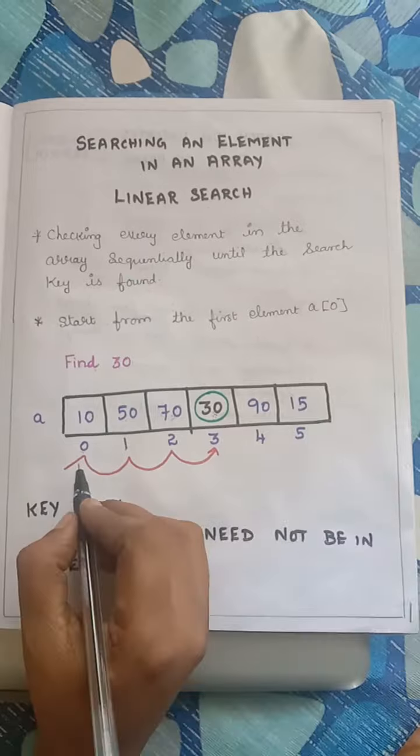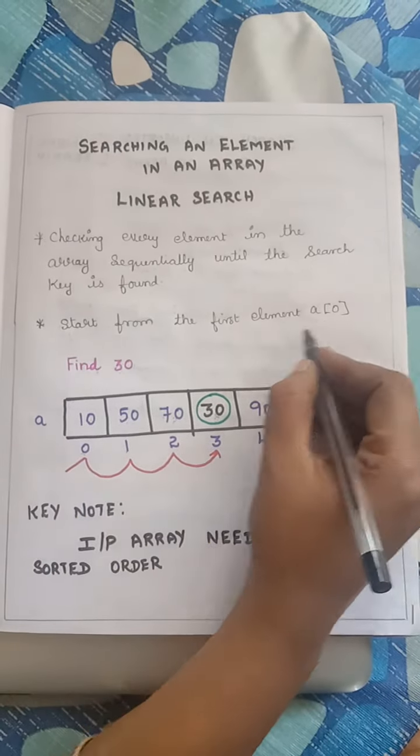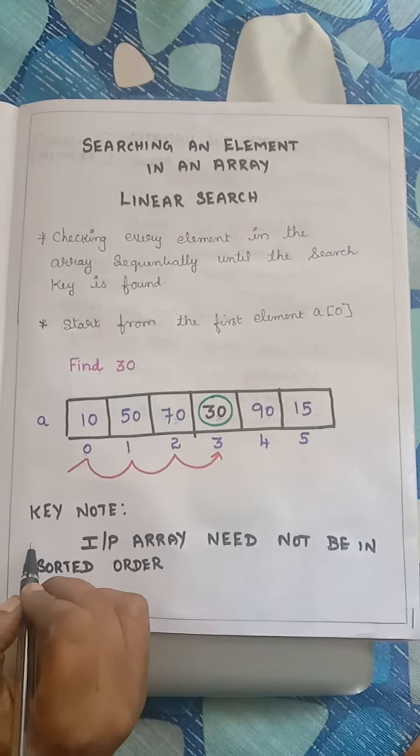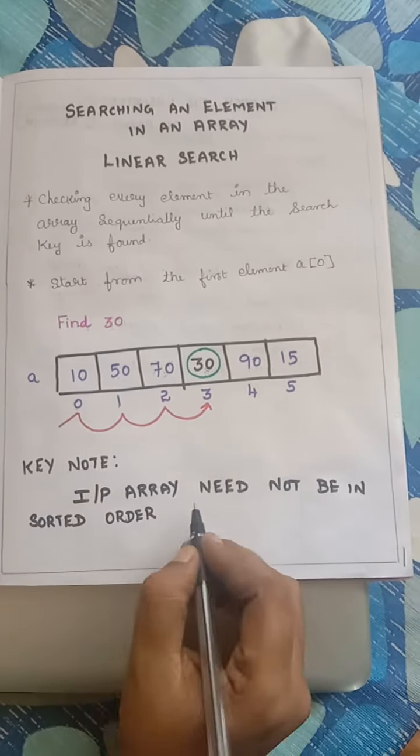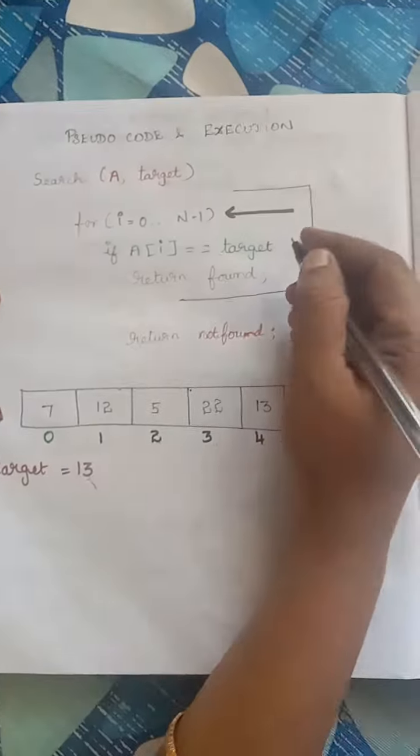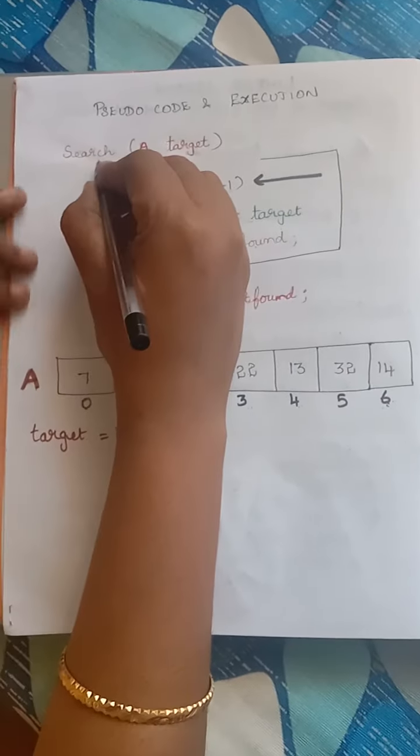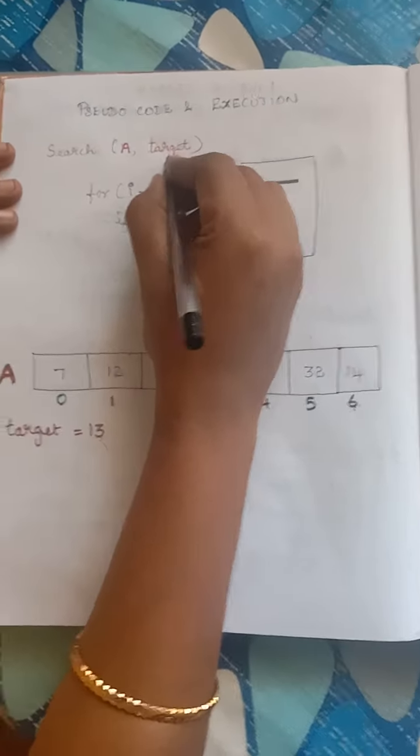Always the execution starts from the first element of the array, that is a of 0. The keynote for this linear search is that the input array need not be in sorted order. The pseudocode and execution for the linear search: search is the search routine, and target is the search key in the array A.